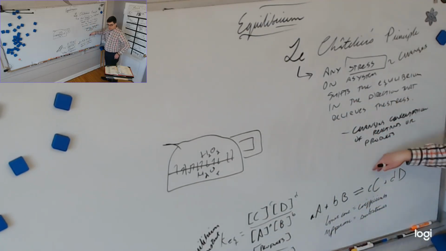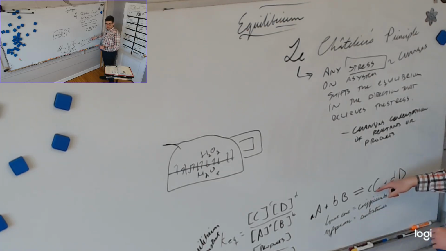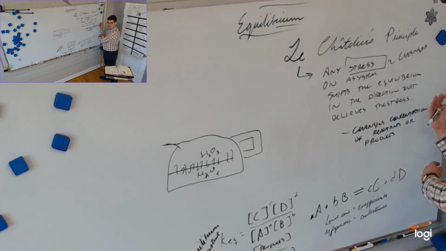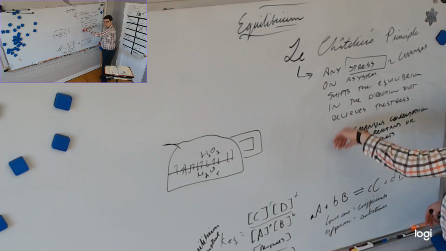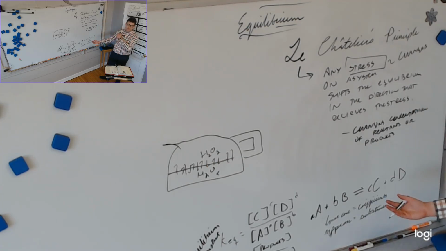So if I add more products, how's it going to shift? Yeah, it'll shift left. Adding products means a shift left, okay? What if I take C out? If I'm removing products, it'll shift right. What if I add B? Yeah, it'll shift to relieve the pressure. It'll do the opposite of what you've done, basically.